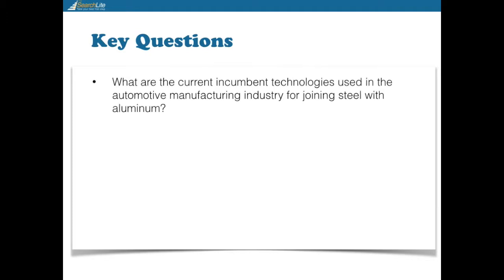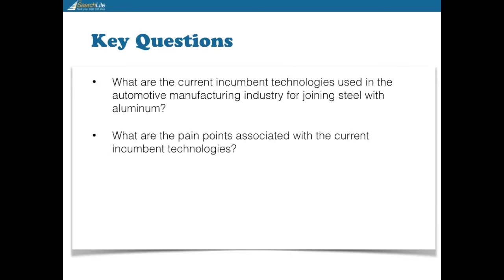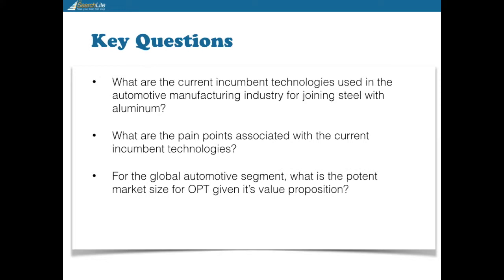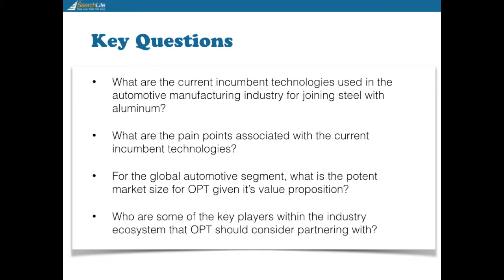So in this case, there were questions around current incumbent technologies, which could be displaced by Optimal Process Technologies. There were questions around pain points associated with current technologies used in the automotive factory automation industry. There were questions about the global automotive segment and what is the potential market size for the new OPT technology, and also questions about who the key players were in the ecosystem and who OPT should consider partnering with.